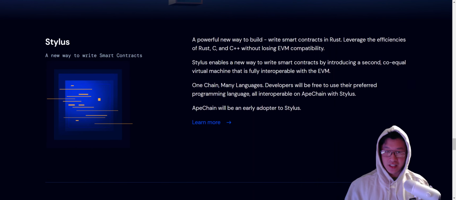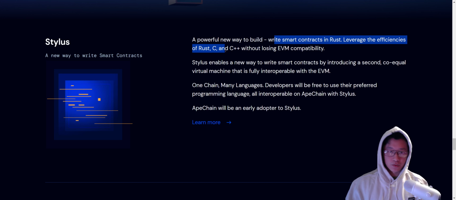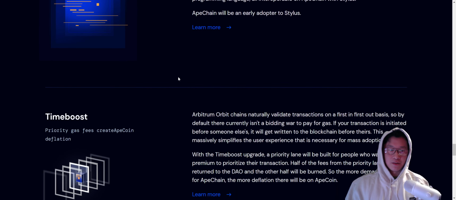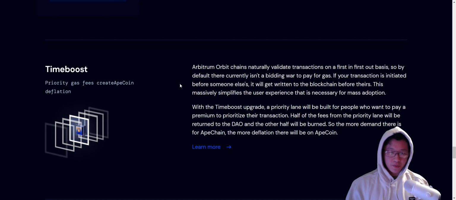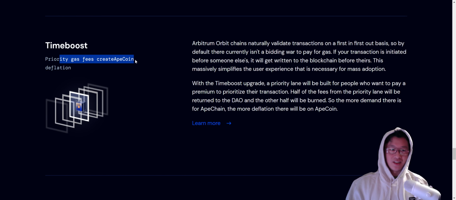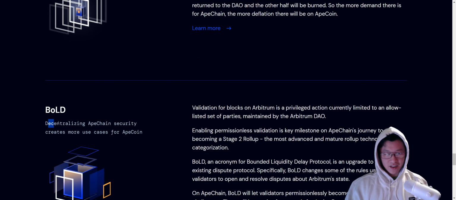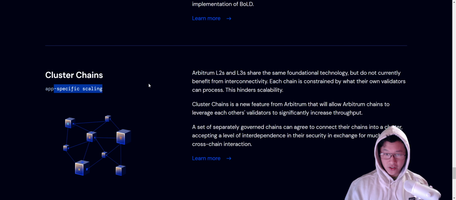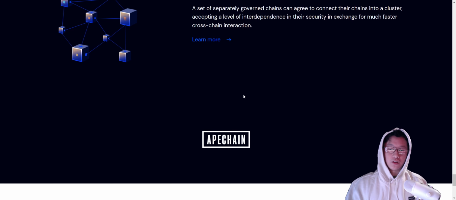They go over programming languages, such as writing smart contracts with Rust, leveraging efficiencies with Rust, C++, etc. I won't bore you with that. I'll probably have to deep dive that later. I just want to go over briefly stuff you can take advantage of, especially if you are a builder or a developer. They go over Timeboost, gas fees, deflation. You have decentralized Apechain security with BoLD, and also cluster chains for app-specific scaling. Again, they have layer 2s and layer 3s, and they go over all those things here.